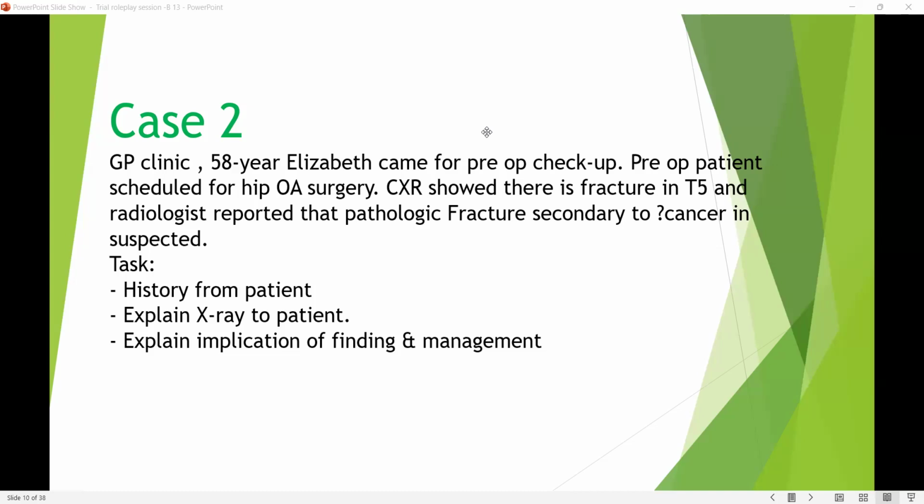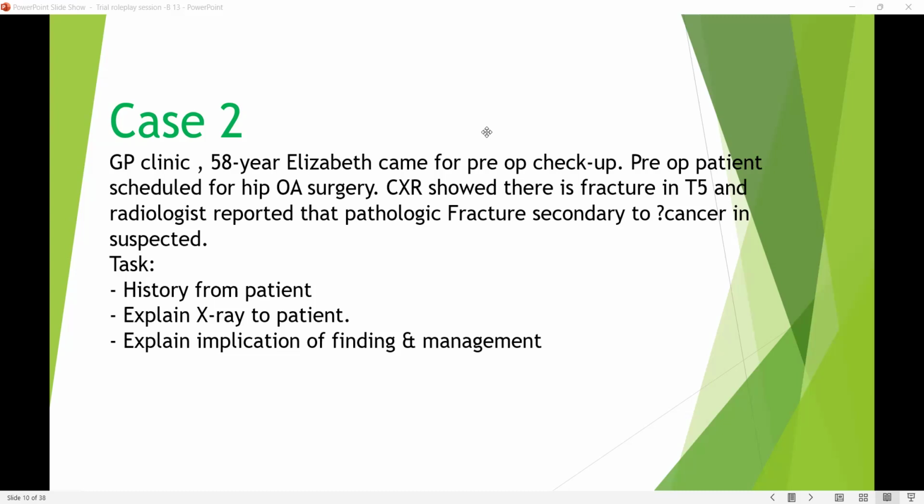Like, look, your first task was history from the patient. And when you read the stem, your patient is actually coming for a preoperative hip surgery workup, and when they did the workup, they found an incidental finding, a pathological fracture. So your patient is not aware of the fracture. You got my point?